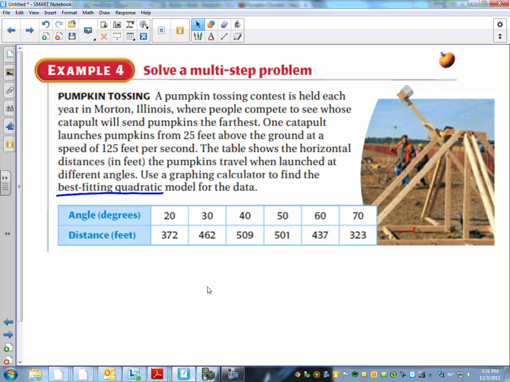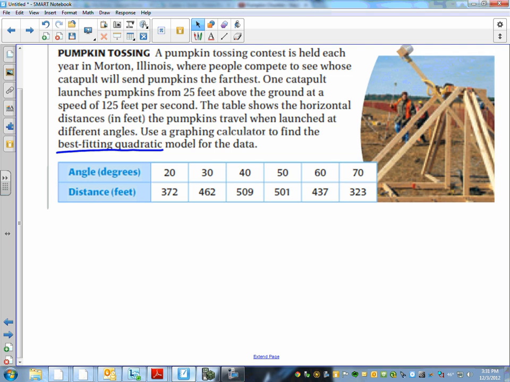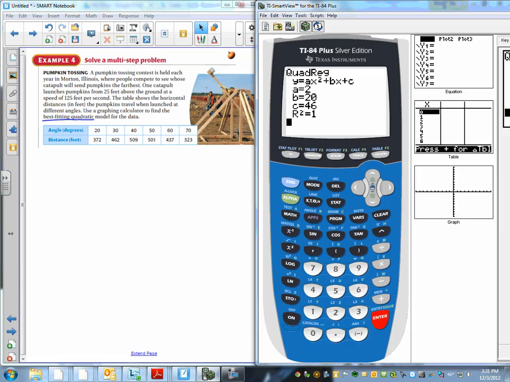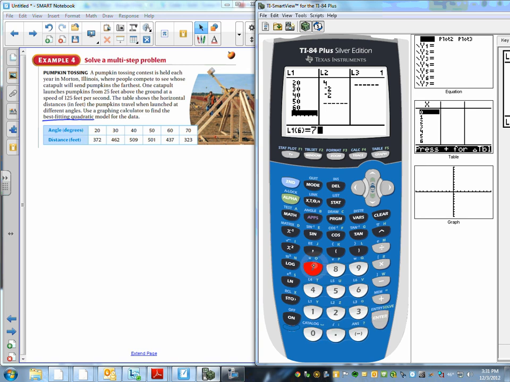And then we're going to use our table here. That's small, but it'll work. Okay. So we're going to enter in our stat, edit, and then we're going to type in our angle degrees as our x values. This is the really exciting part of this video, watching me type in the numbers, but whatever. And then we're going to type in the distance they traveled. 372, 462. Okay, there we go. So we got all of our data entered in.